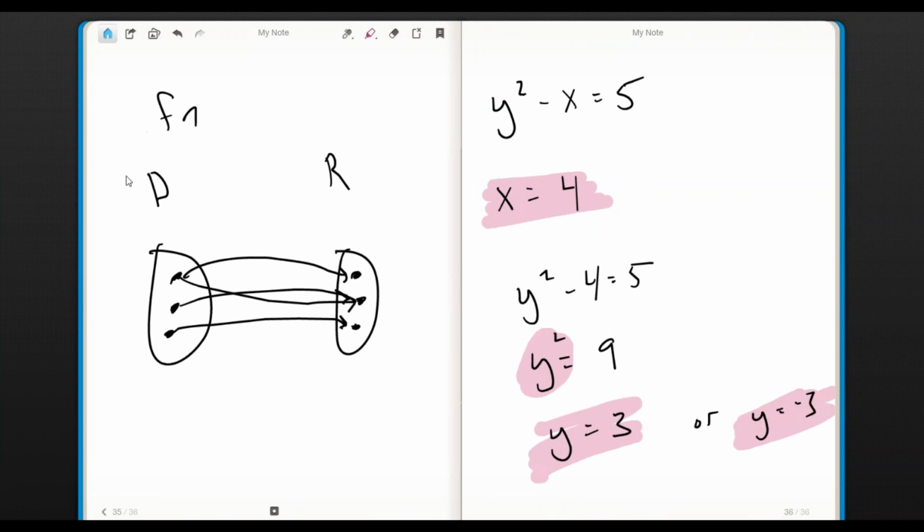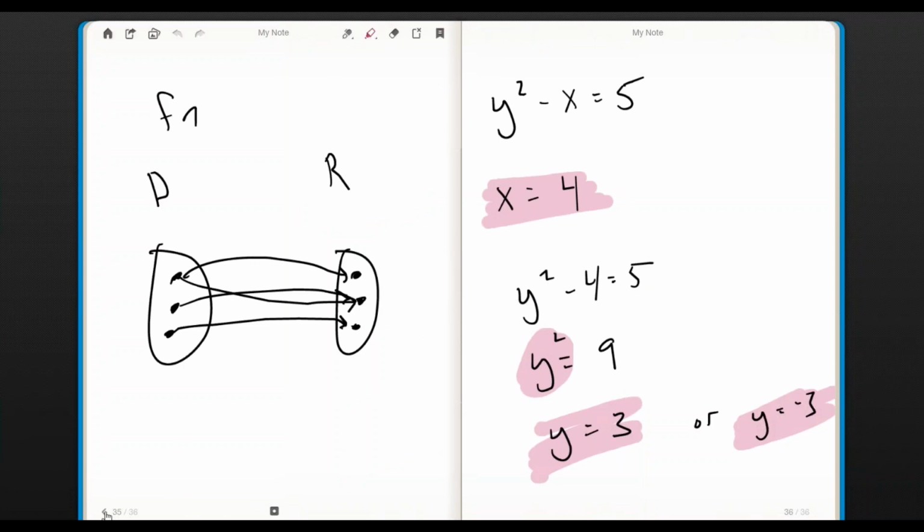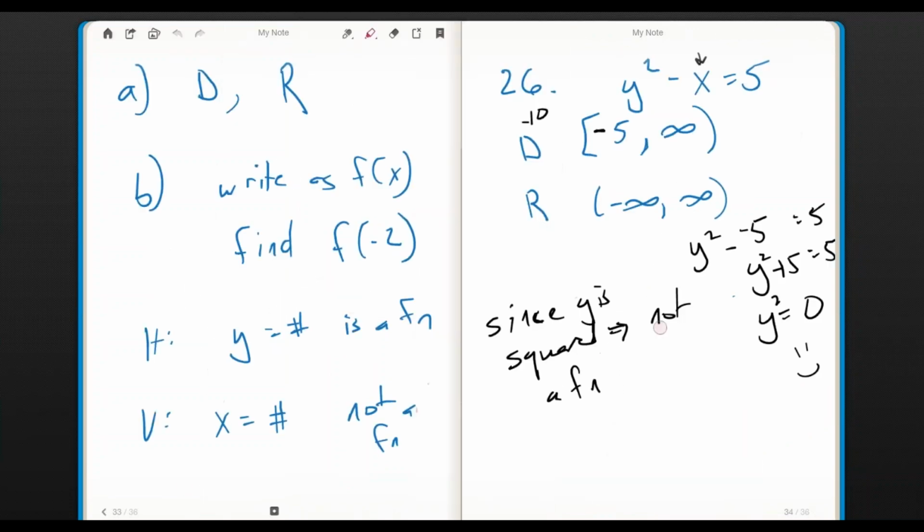Oops, not that one. Sorry. So, since y is squared, it's not a function. The instruction said if you can write it as a function, then write it using f of x terminology, but since it's not a function, you cannot do f of x. It doesn't exist. You can't write that terminology because it is not a function.